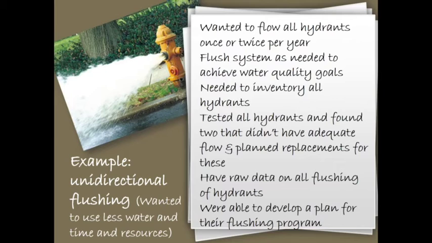So they had to start with inventorying all their hydrants. Then they tested all the hydrants, and they did find 2 that didn't have adequate flow. They planned replacements for those particular hydrants. They now have raw data on all the flushing of the hydrants, what flow rates and all that sort of thing. And they were able to use that information to develop a plan for how they were going to flush the system going forward. So it's really going to save them a lot of time and effort now that they know so much more about their hydrants, and they've been able to make sure that they're all working correctly.